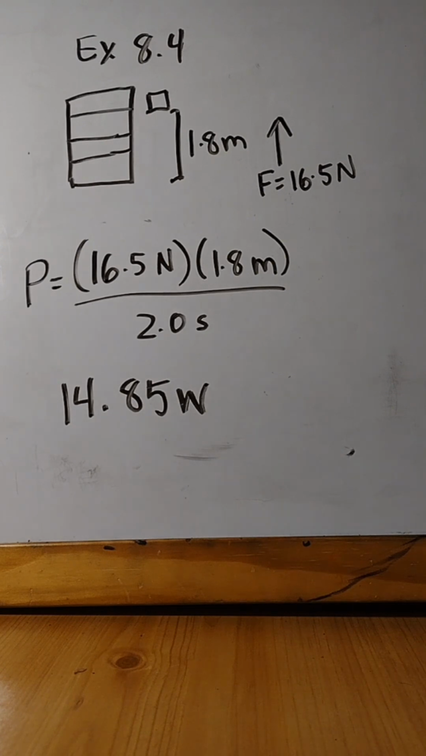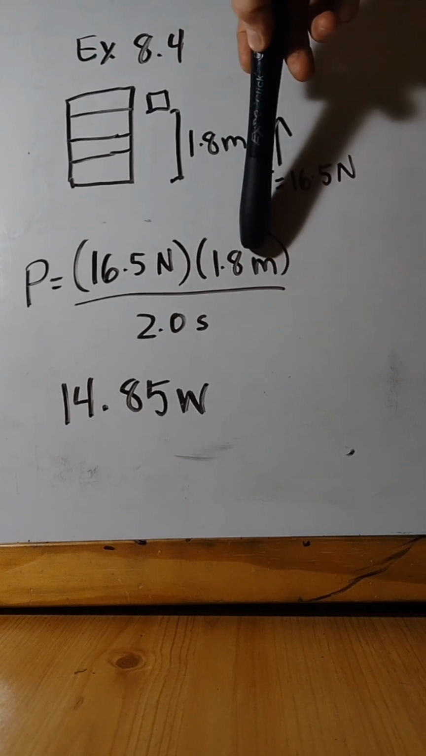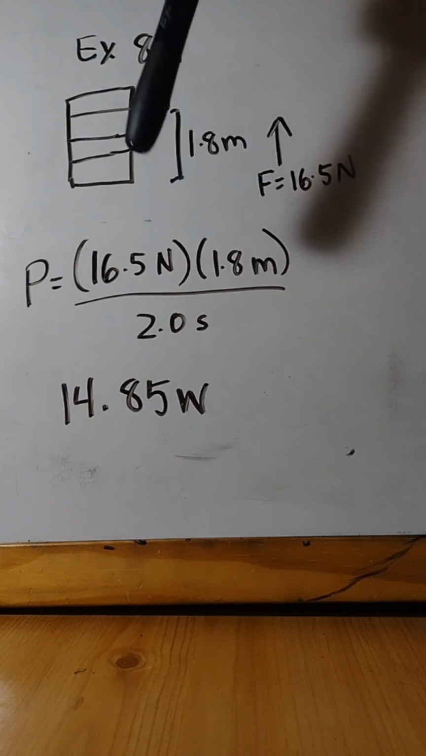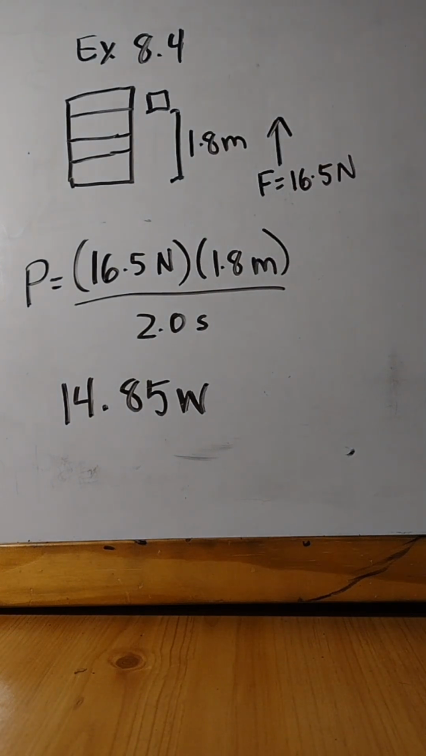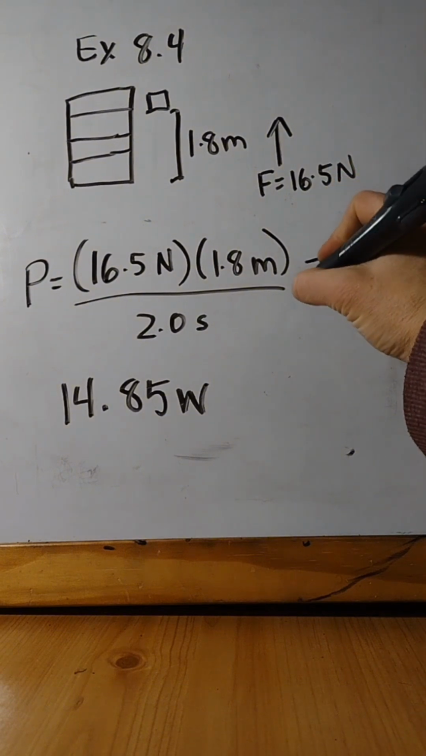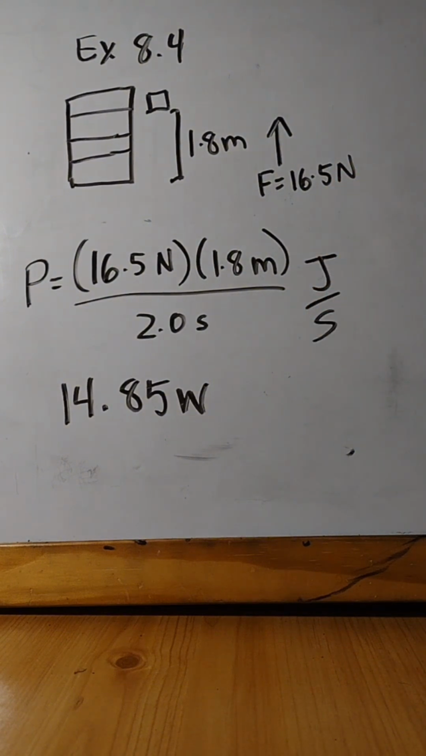Now if you look here, you have a newton and a meter. A newton meter is a joule, right? And you have joules per second. Joules per second is equal to the watt. So that's how you get watts.